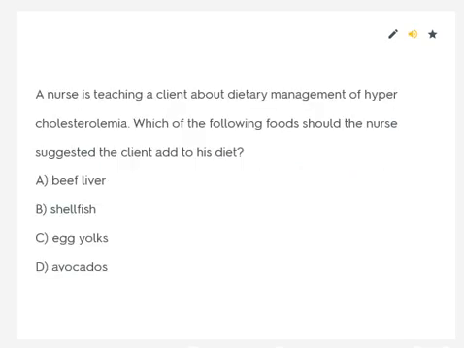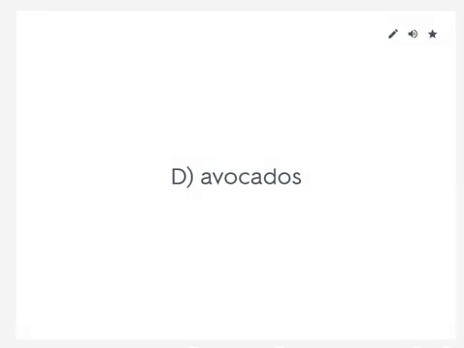A nurse is teaching a client about dietary management of hypercholesterolemia. Which of the following foods should the nurse suggest the client add to his diet? A. Beef liver. B. Shellfish. C. Egg yolks. D. Avocados. D. Avocados.